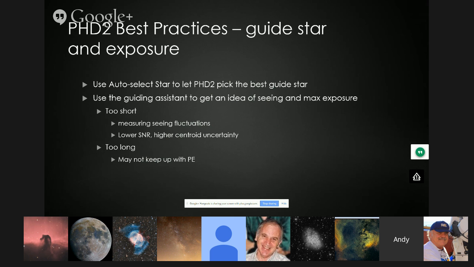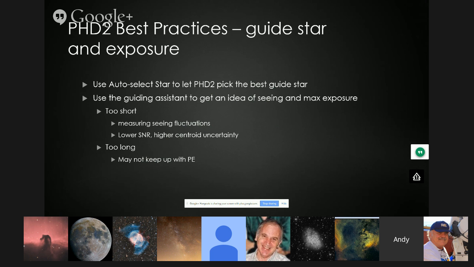These days, PHD2 is used a lot more in automation. For example, Sequence Generator Pro uses PHD2 pretty effectively, and that relies on having a good automatic star selection routine. So these days, I like to just let PHD2 pick the guide star. There's a keyboard shortcut, I think it's Control-S, and it's also on the menu. And PHD2 will generally find a good guide star.